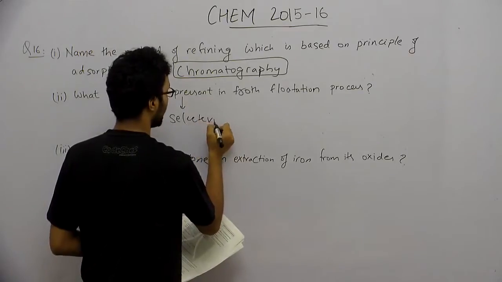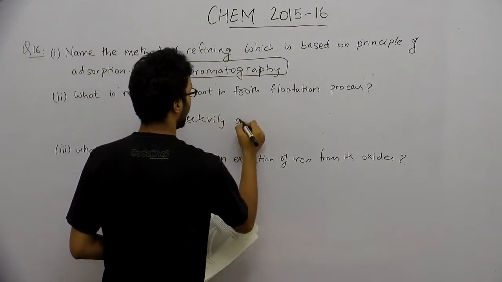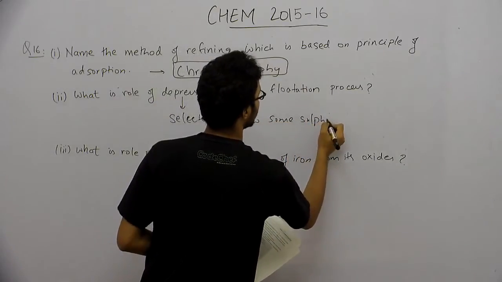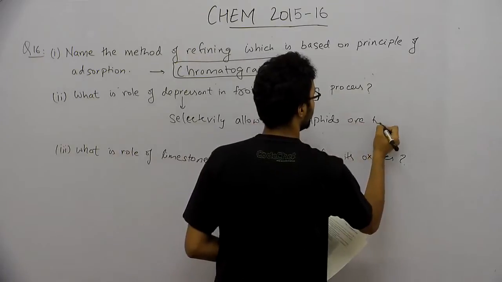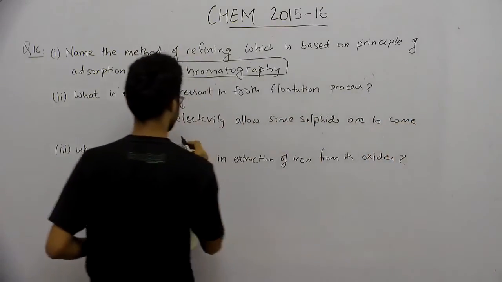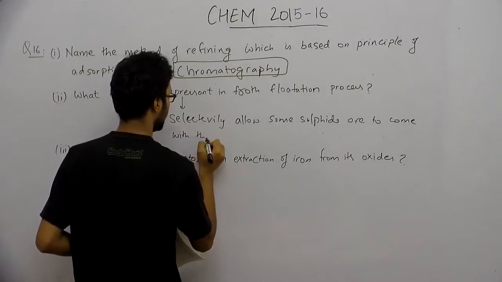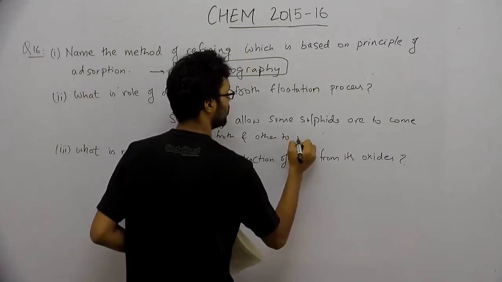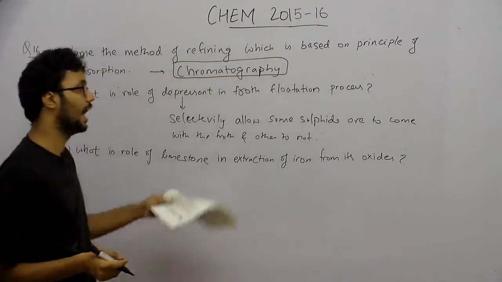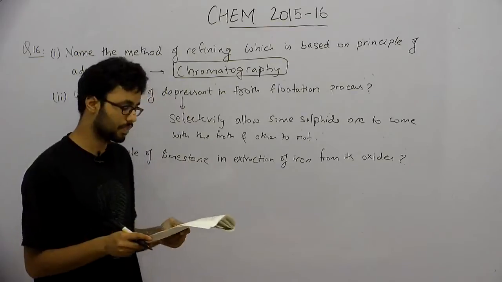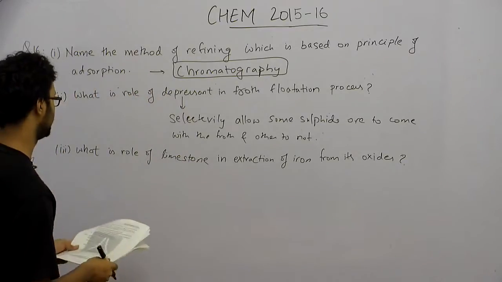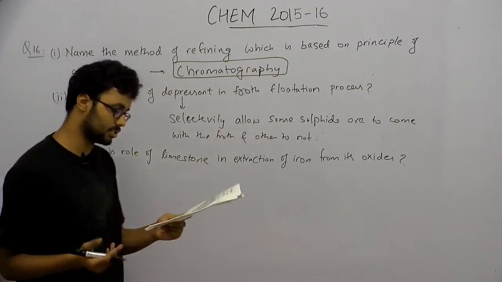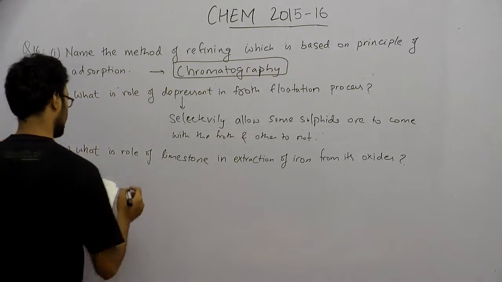So with the use of a depressant, we can selectively allow some sulfide ore to come with the froth and others not, and in that way it helps in the froth flotation process. Now the third part, what is the role of limestone in extraction of iron from its oxides? So I will write the chemical equation.